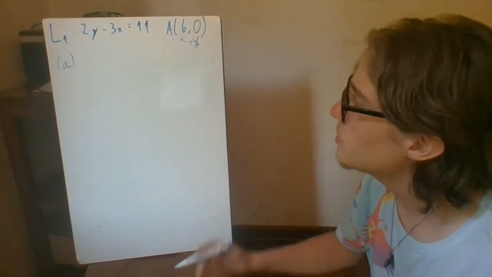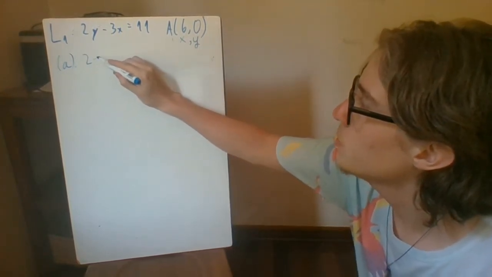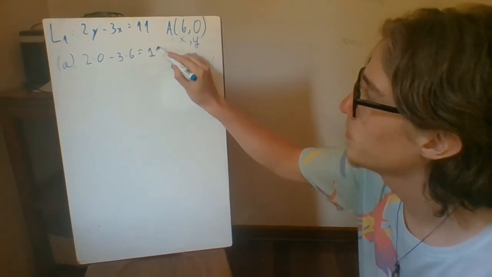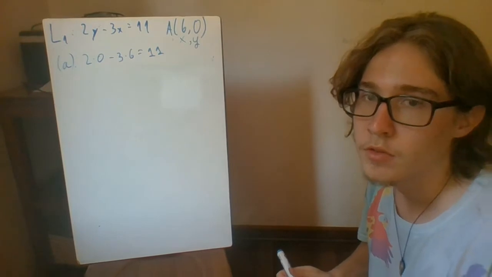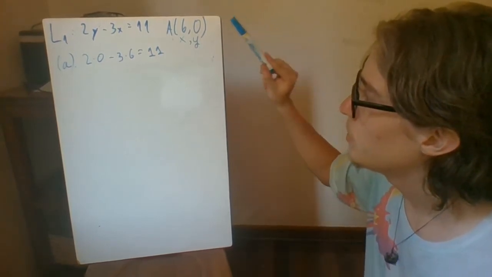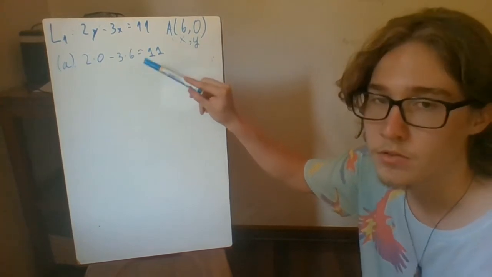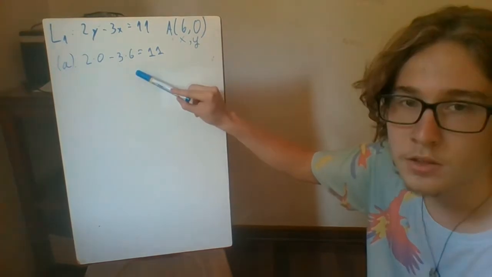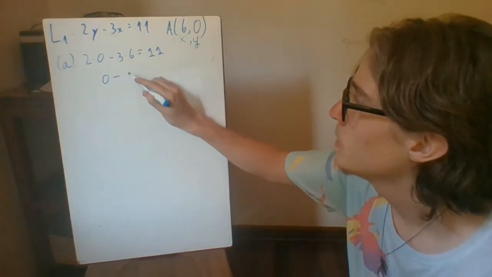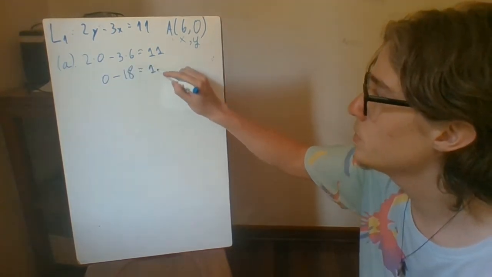The easiest way to do this is just plug in the point that they give us for A. So I plug in 0 for y and 6 for x. If the point A does pass through this line, then plugging in A has to make this statement true. If this statement is false, then these numbers do not pass through this line. So 2 times 0 is 0, 3 times 6 is going to be negative 18, and all of this equals 11.